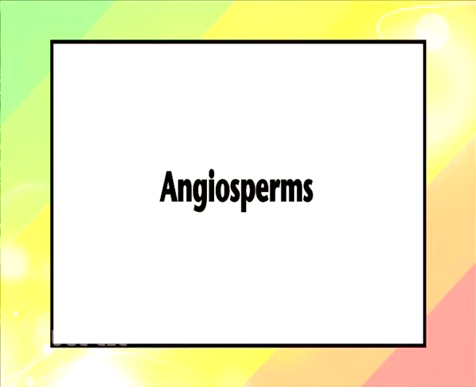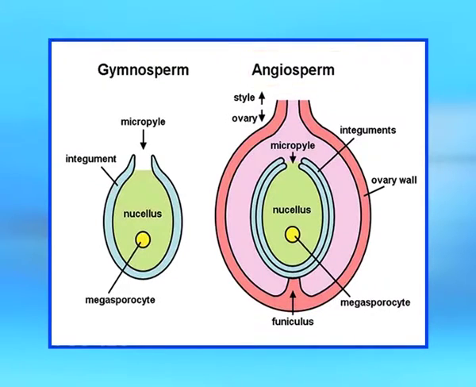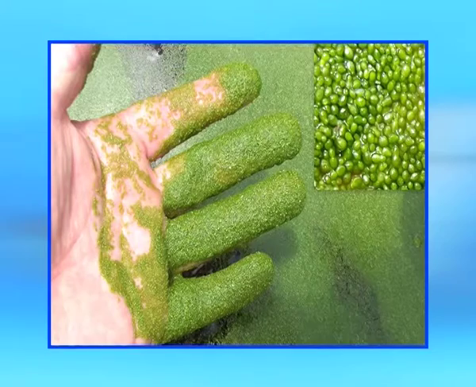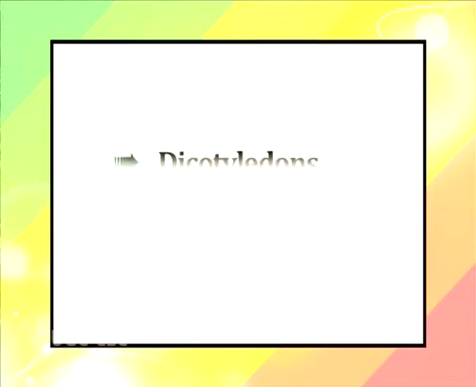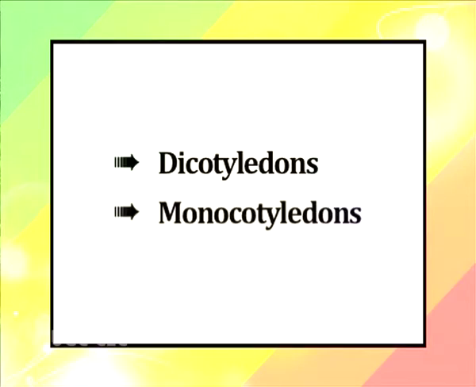Angiosperms, on the other hand, are the flowering plants, and the pollen grains and ovules are developed in specialized structures called flowers. In angiosperms, the seeds are enclosed by fruits. The angiosperms are an exceptionally large group of plants occurring in a wide range of habitats. They range in size from tiny, almost microscopic Wolffia to tall trees of eucalyptus, which is over 100 meters. And they are divided into two classes, the dicotyledons and the monocotyledons.